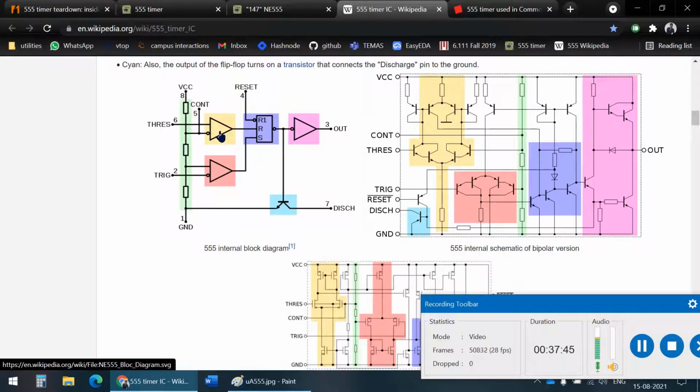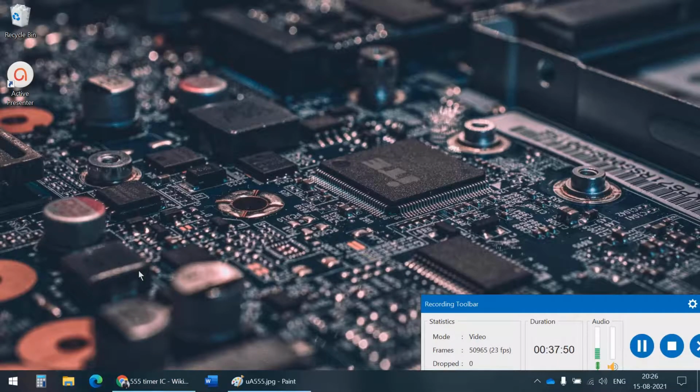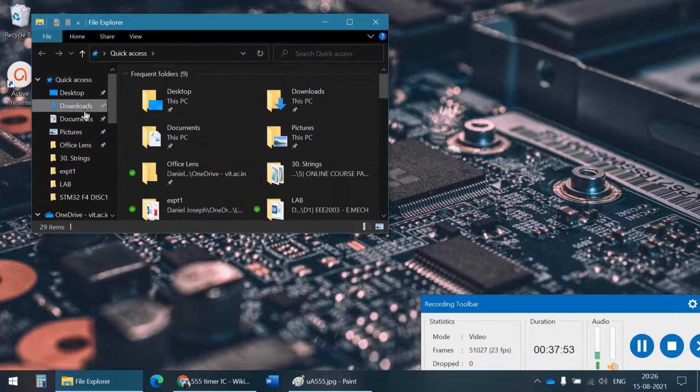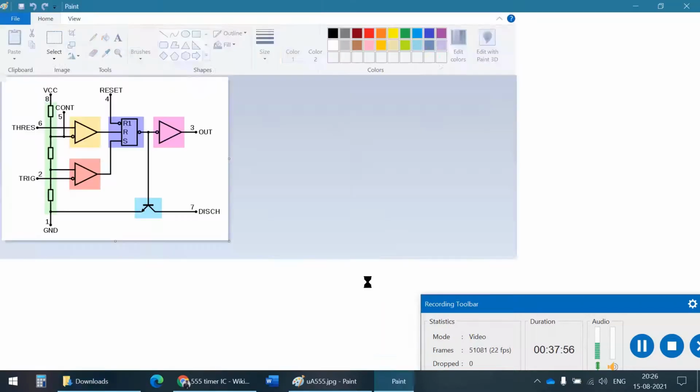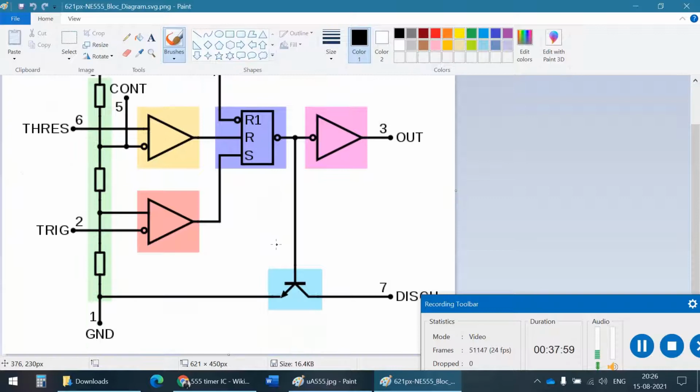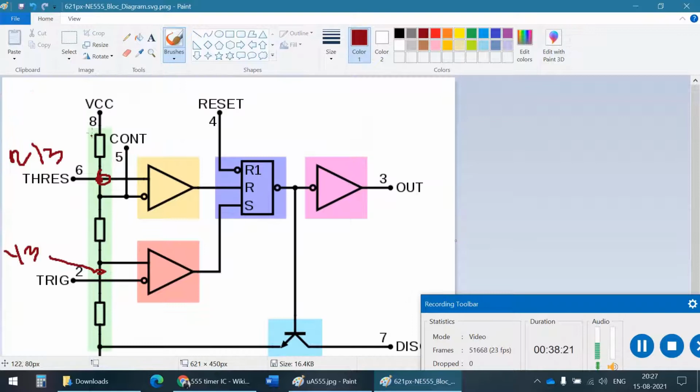So a comparator, I'll explain the working. If you give me a minute, I'll find it. I have this image downloaded. Okay, let's open Paint. So what I said was the value at this point between these 2 resistors here is one third of VCC, and the value here would be 2 thirds of VCC, and basically they are used as reference voltage and fed into this comparator.